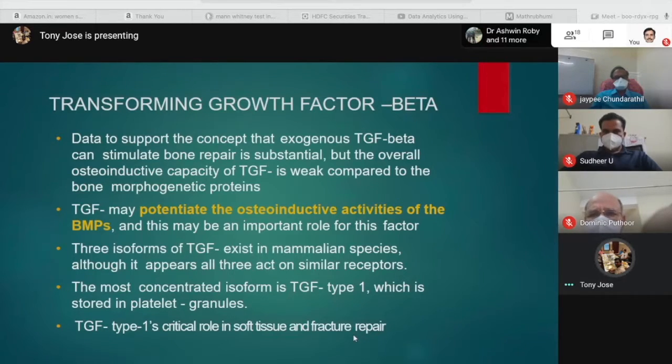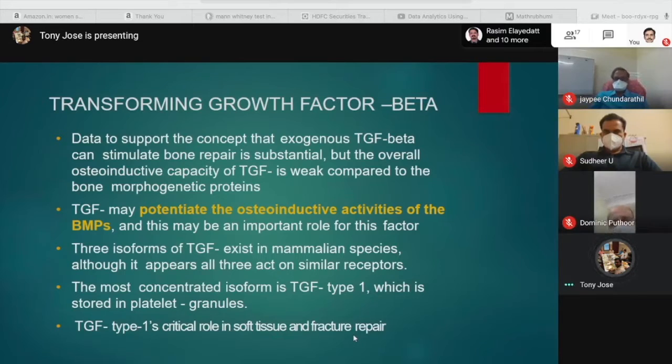this factor. 3 isoforms of TGF exist in mammalian species, although it appears all 3 act on the similar receptors. The most concentrated isoform is TGF type 1, which is stored in platelet granules. The TGF type 1 has a critical role in soft tissue and fracture repair.